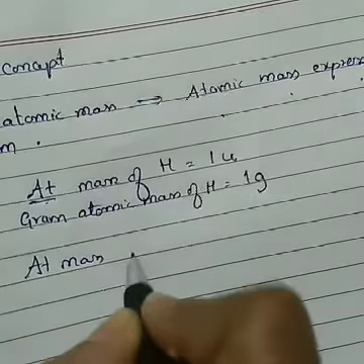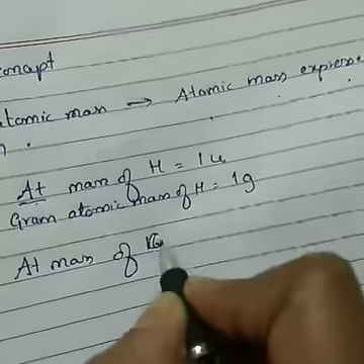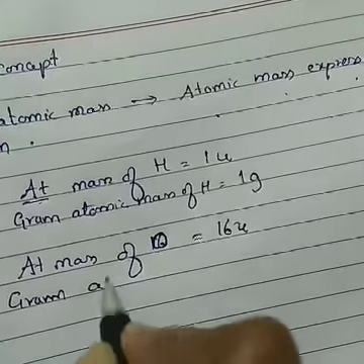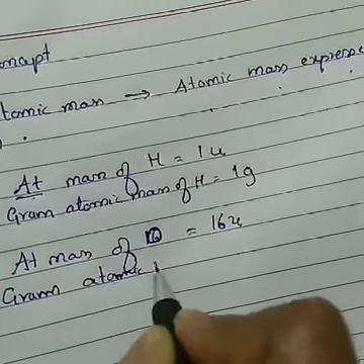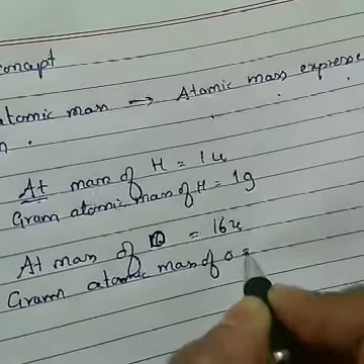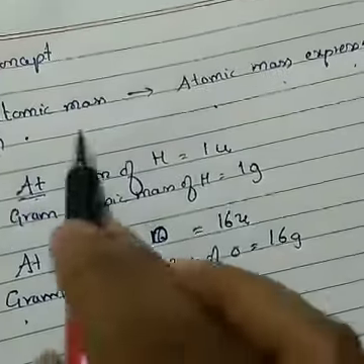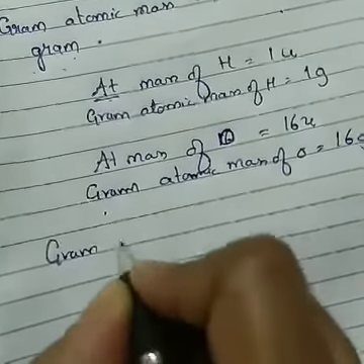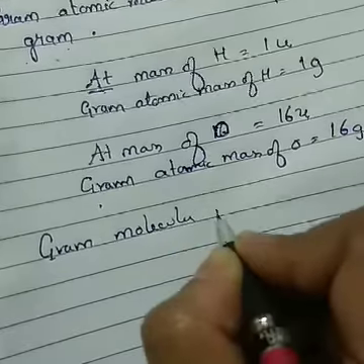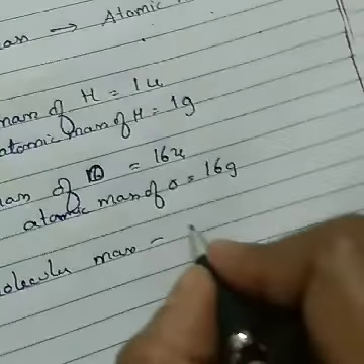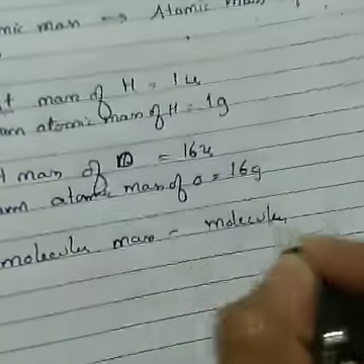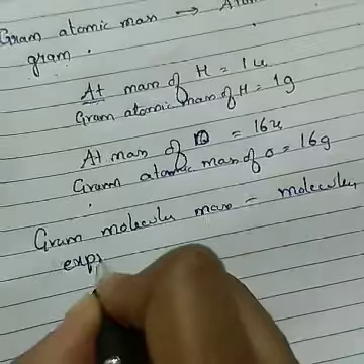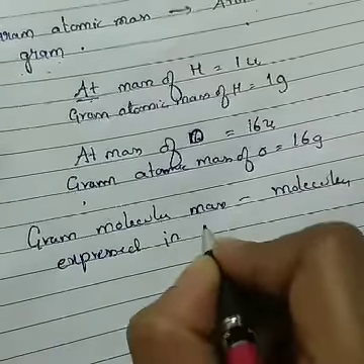What is the atomic mass of oxygen? That is 16 U. Then what is gram atomic mass? That is 16 grams. So gram atomic mass is atomic mass expressed in grams. Then what is gram molecular mass? Gram molecular mass is molecular mass expressed in grams.